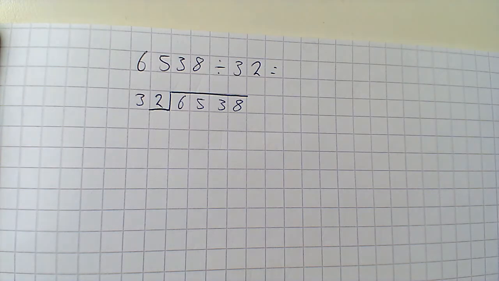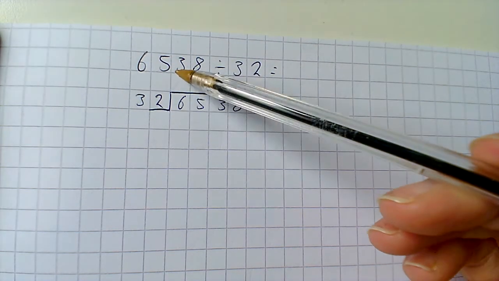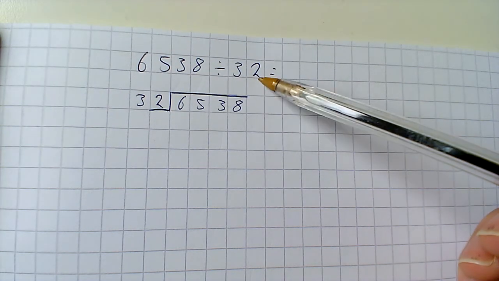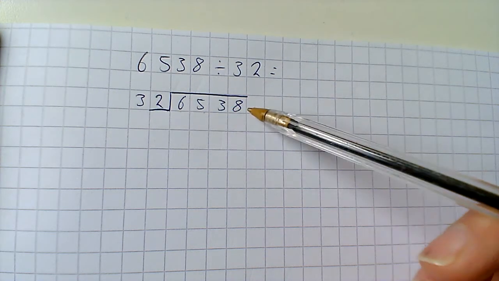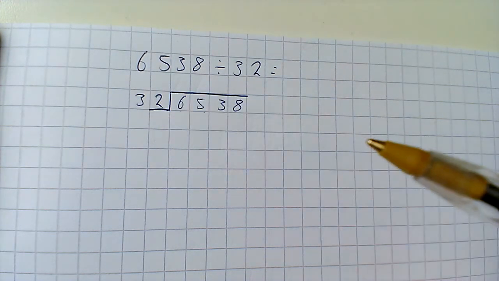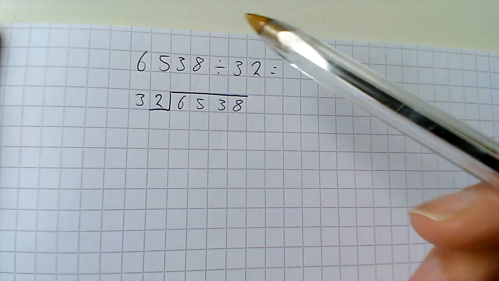Long division, final example. We have 6,538 divided by 32. Okay, I've put it into the bus stop method again. So 6,538 divided by 32. This is the hardest of the examples we've done.